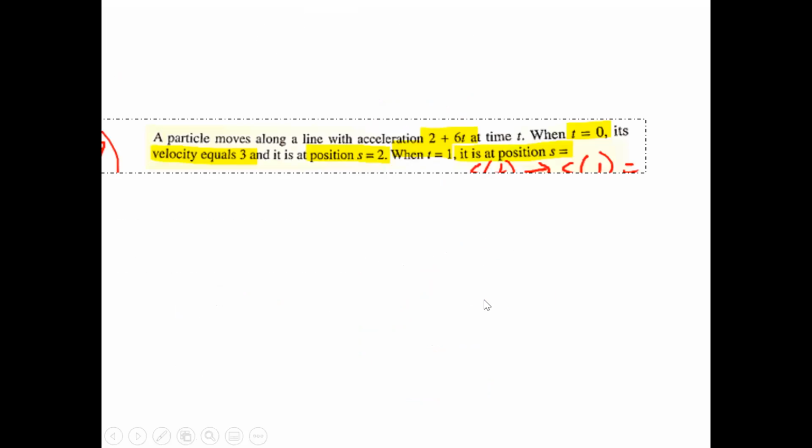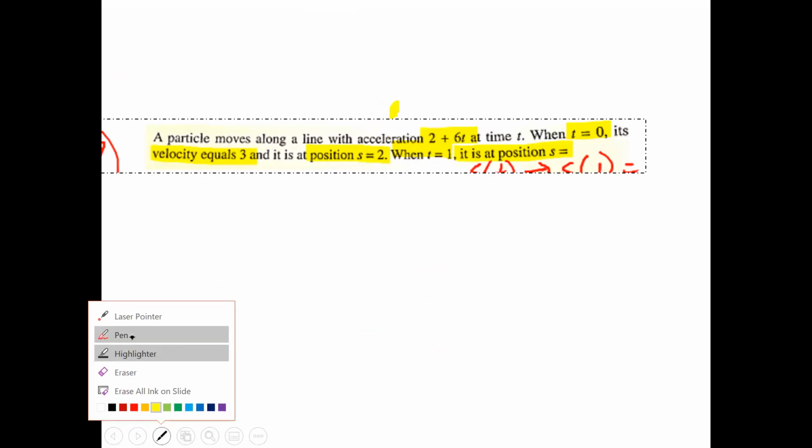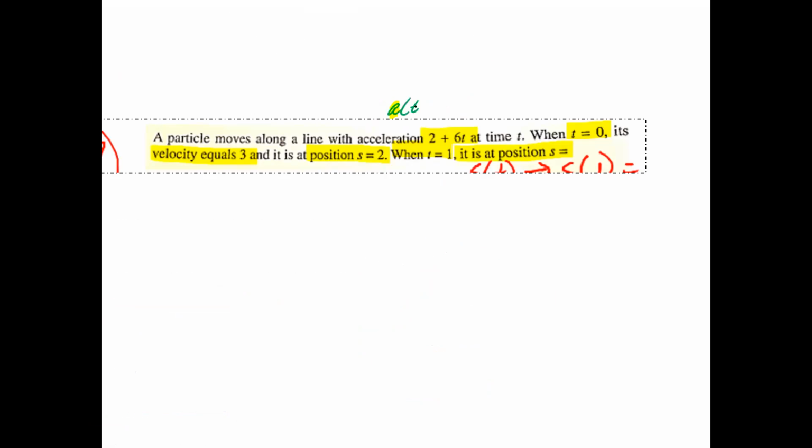All right, now let's go over a word problem. So looking at this one right here, it says a particle moves along a line with acceleration. So acceleration is a, and it's in terms of t. So a of t is equal to 2 plus 6t at time t. When t equals 0, its velocity is equal to 3. So v of 0 equals 3. And it is at position s equals 2.